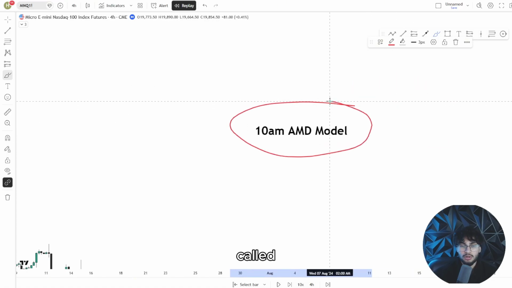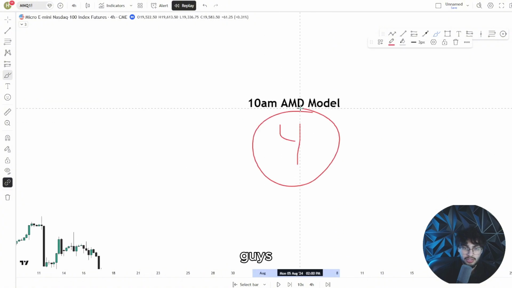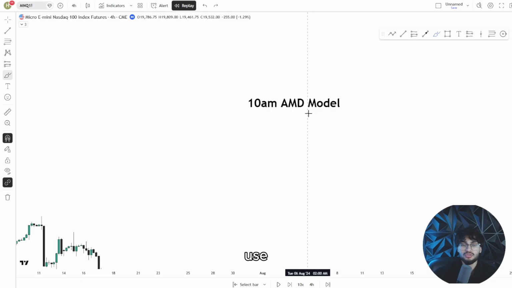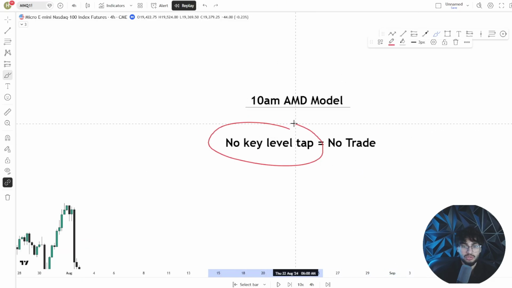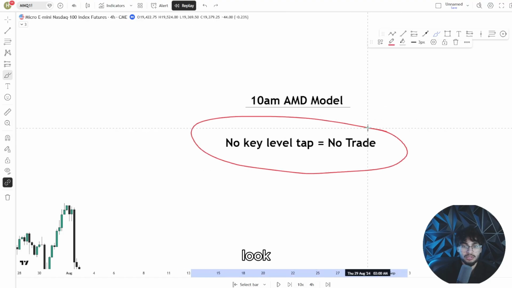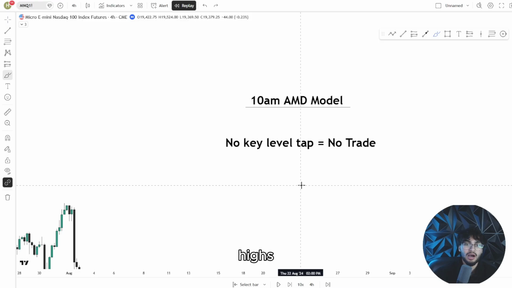And it's directly called the 10 a.m. AMD model. It utilizes all the 4 things that I've taught you guys, and I'm going to go in depth on how to actually use it. Now, the most important rule of this 10 a.m. AMD model is when we don't tap into a key level, we cannot look to trade. And our key levels are always going to be those fair value gaps and those swing highs and swing lows.